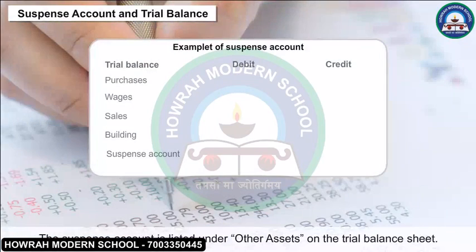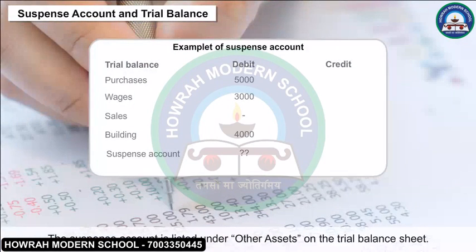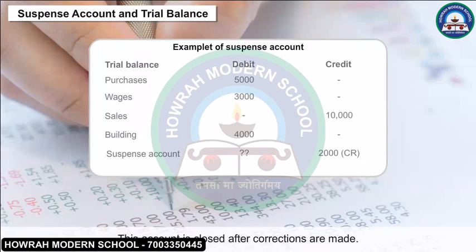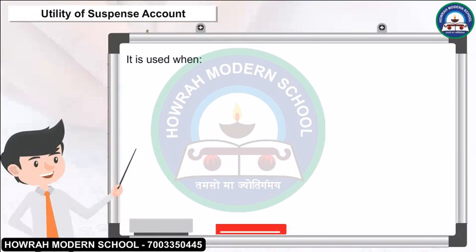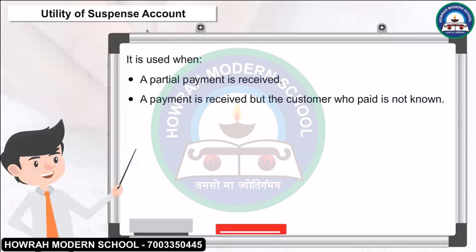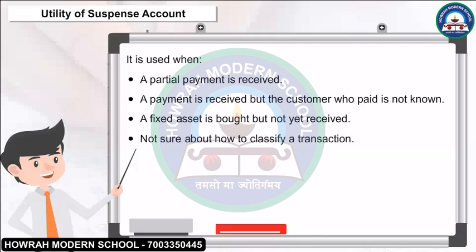The suspense account is listed under other assets on the trial balance sheet. This account is closed after corrections are made. Thus, it no longer remains a part of the trial balance. Utility of suspense account. It is used when a partial payment is received. A payment is received but the customer who paid is not known. A fixed asset is bought but not yet received. Not sure about how to classify a transaction.